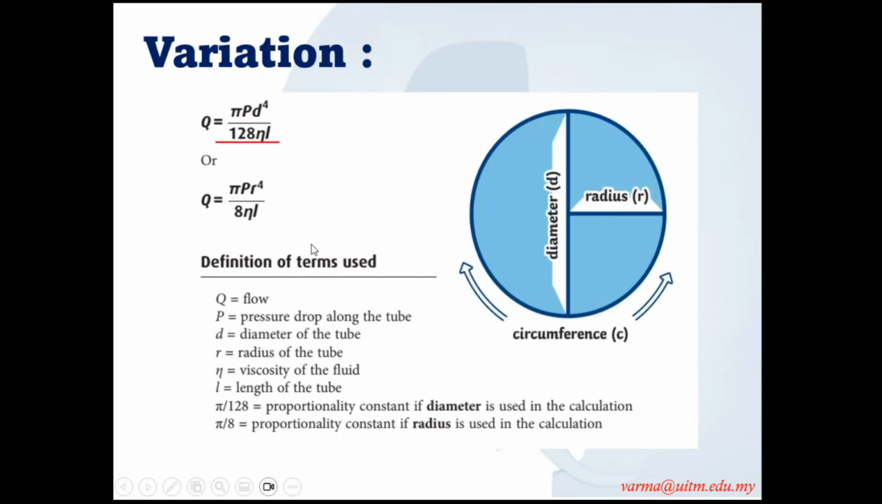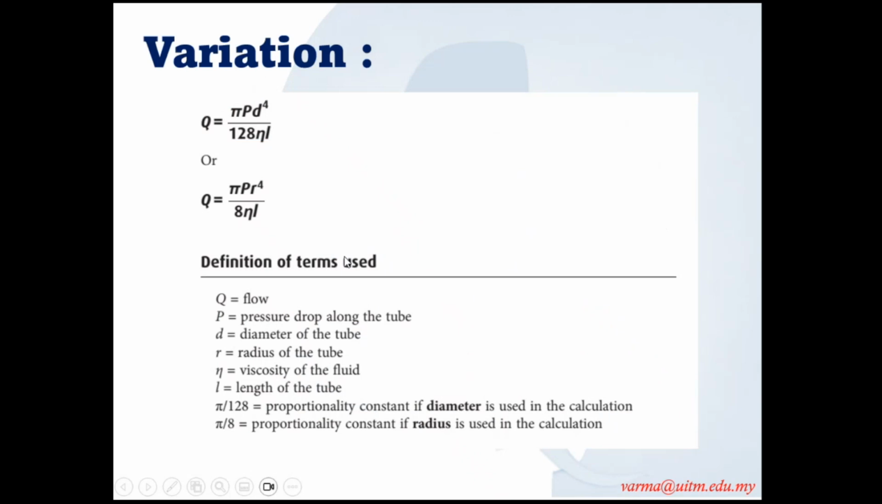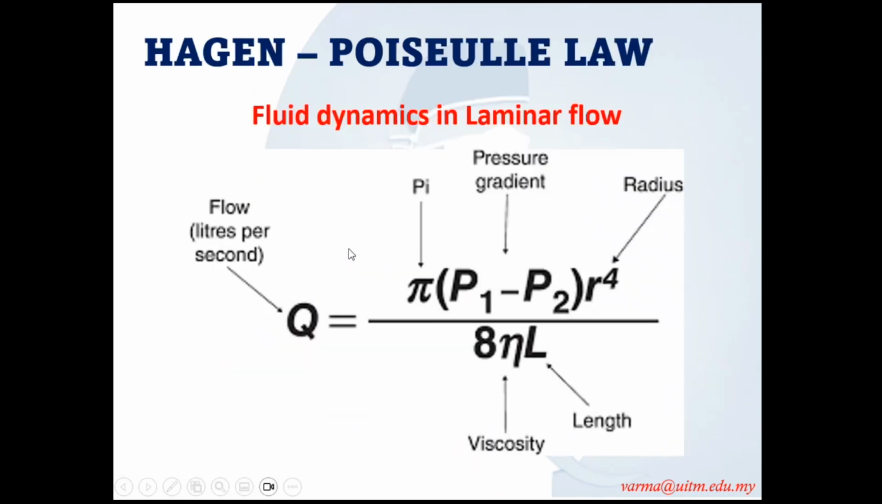So how are they related? It's simple. Radius is just half of diameter. Diameter is the full length of it. Okay. So the radius is half the diameter. So if you use diameter, the formula is different. When you use radius, which is the most commonly used formula, it is pi PR4 divided by 8NL. Okay. You have to know this. So we talk about fluid dynamics in laminar flow, but all our flow are not laminar.